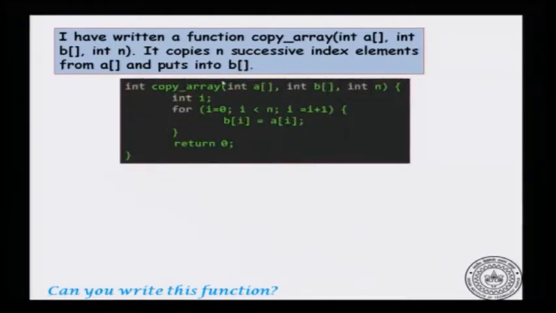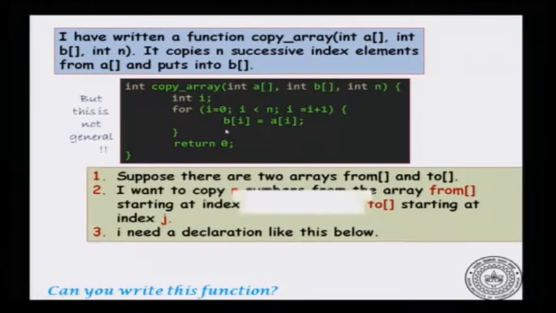I can easily write it as the following function: int copy array (int A, int B, int n), and then I have one variable to keep track of the index, and that variable goes from 0 to n. For i equal to 0, i less than n, i equal to i plus 1, and then I simply say B[i] equal to A[i] within the loop. So this would copy whatever A[i] is into the location B[i]. Once the loop executes, I would have copied n elements from the array A to the array B.